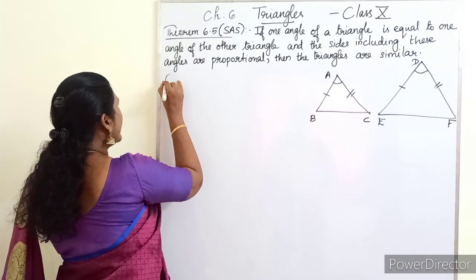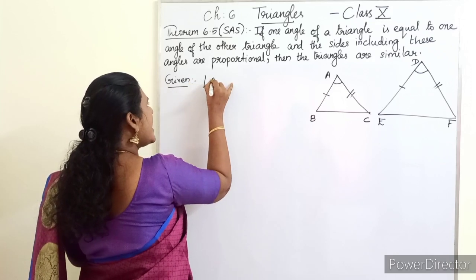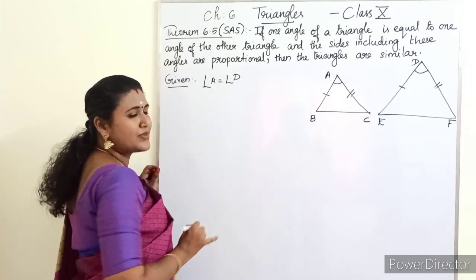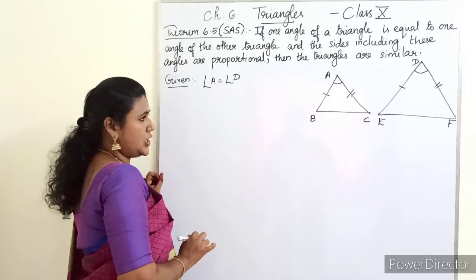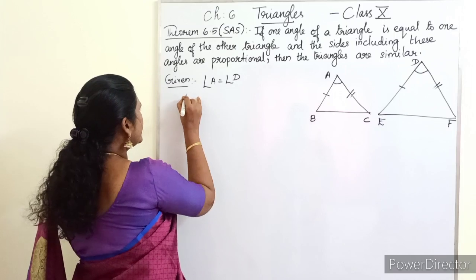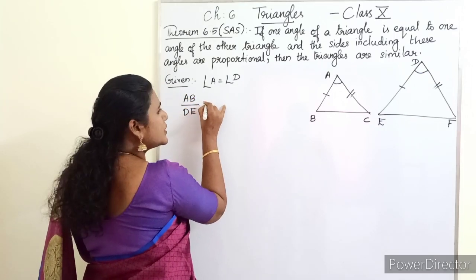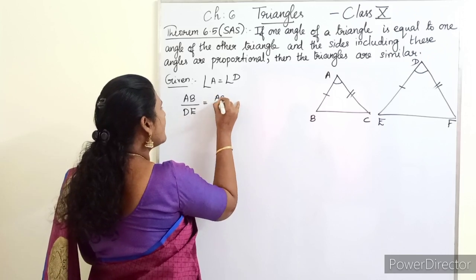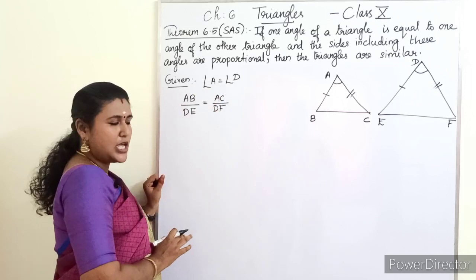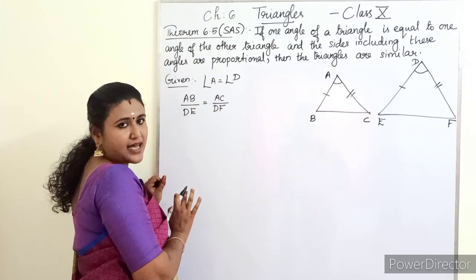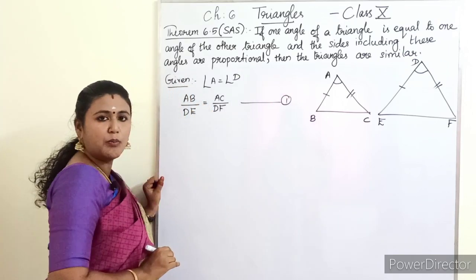So what is given, that we will write first. Given: angle A is equal to angle D. So this is the first condition, that the two angles are equal, and the next condition is AB by DE is equal to AC by DF. So this is the second condition, the side ratios are equal. So these two conditions are given in the theorem. We will name this as equation number 1.